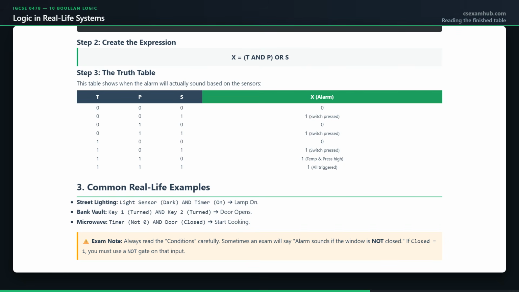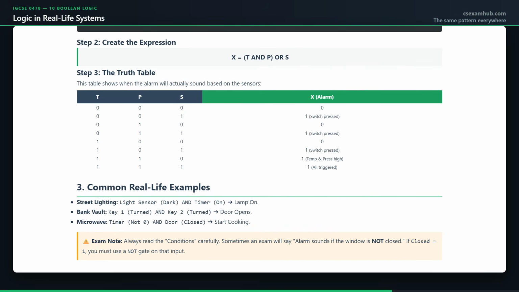This is worth doing as a habit. Once you have built a table, read it back against the original scenario and check it behaves the way the words described. If the emergency switch had failed to sound the alarm in some row, you would know immediately that your expression was wrong. This pattern turns up constantly once you recognize it.